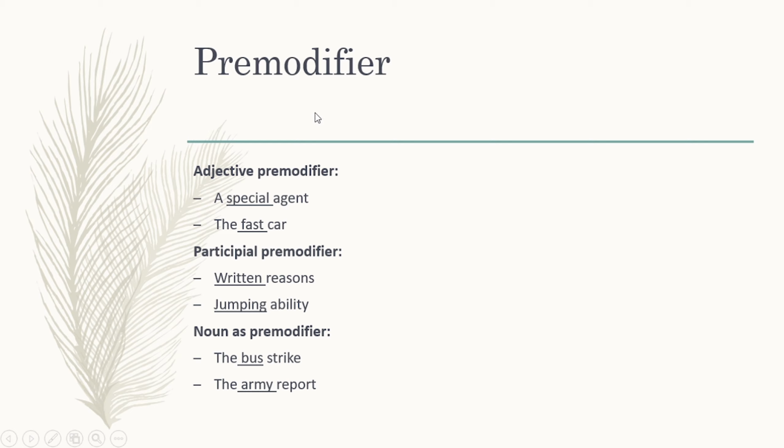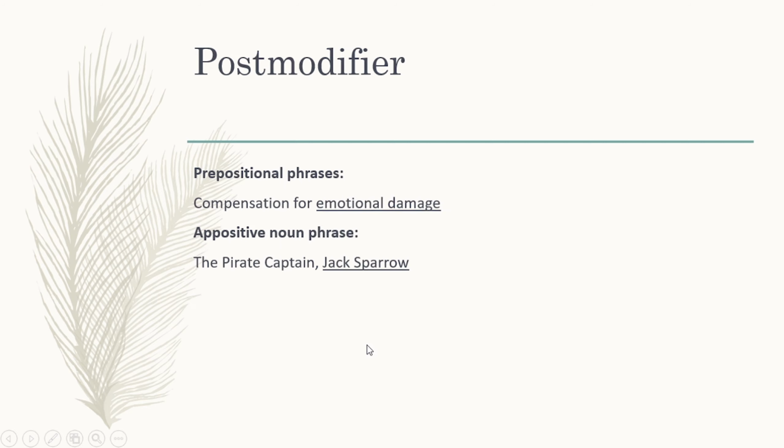Here are the examples. Participial pre-modifier. Participle as a modifier. Like the example, it is past participle, written reason, and this is present participle, jumping ability. And last, there are nouns as pre-modifier, like the examples, the bus strike and the army report.